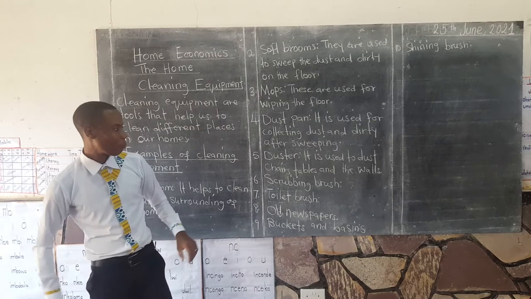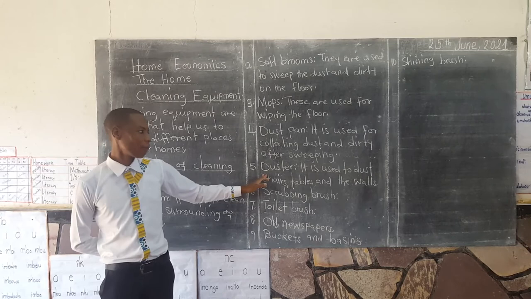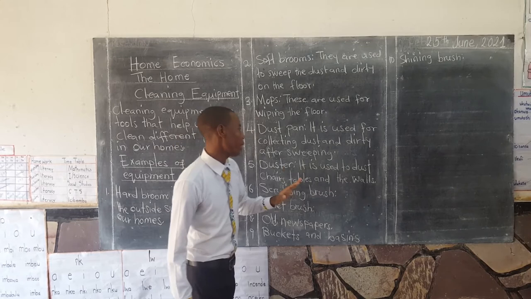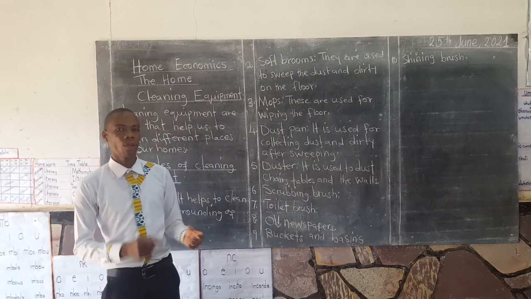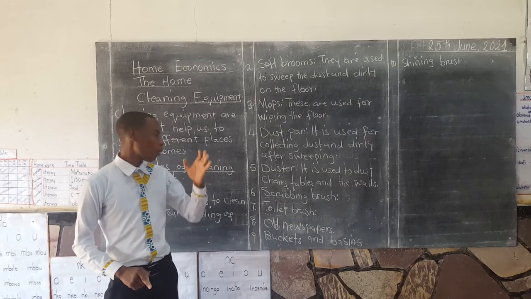Apart from these others that we have mentioned, we have a duster. A duster is used to dust chairs, tables, and walls. We mentioned that during windy days, the wind makes dust rise and settle on our chairs, on our tables, and on our walls. So to ensure that we remove that dust, you need to use a duster.